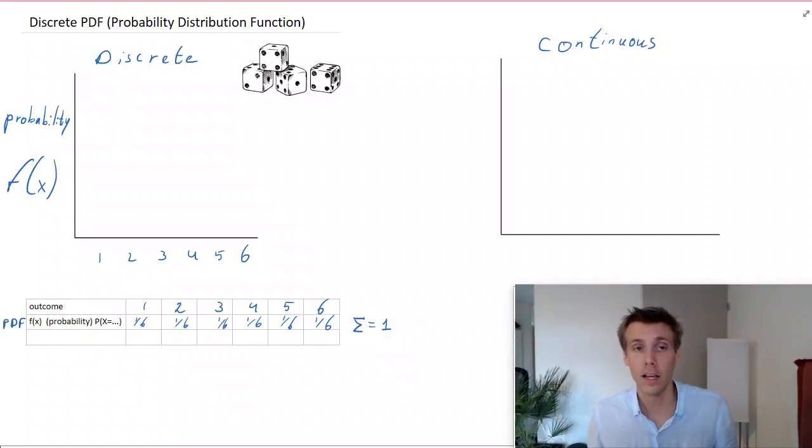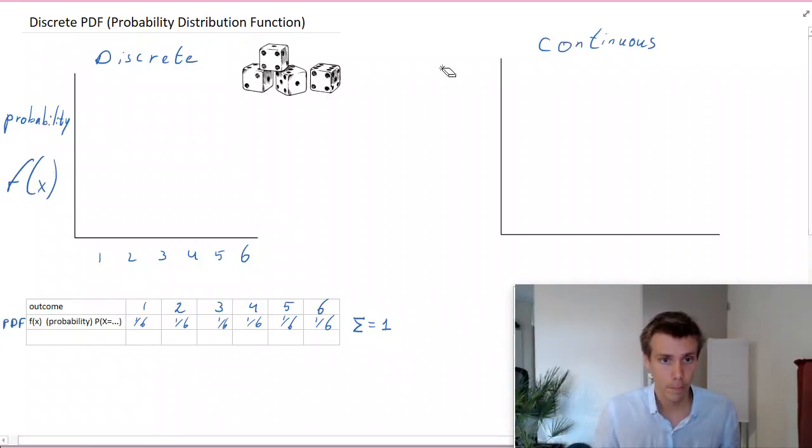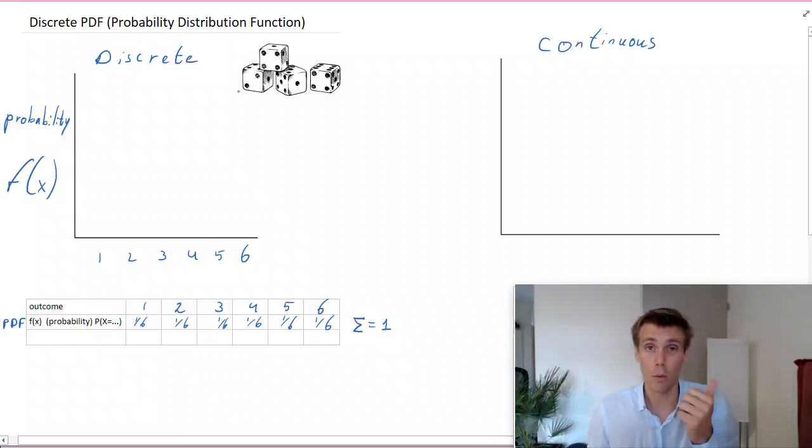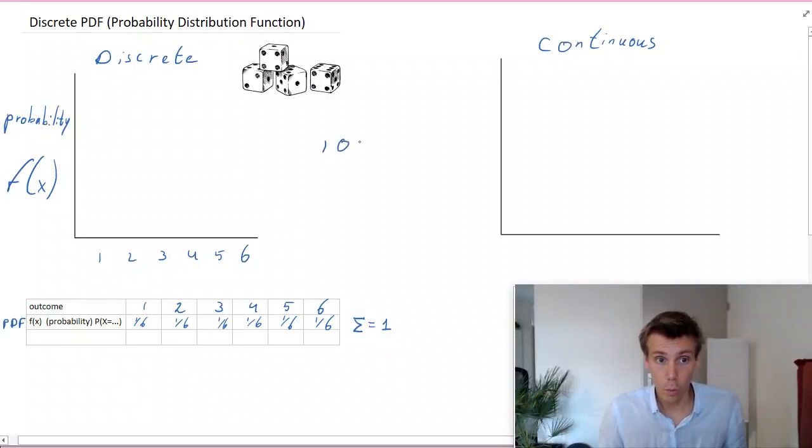And in this lecture I'm going to explain to you what is a discrete probability distribution function, denoted by PDF, probability distribution function. As an example, you have a dice, you throw a dice. If you throw a dice, you can throw a 1, a 2, a 3, a 4, a 5 and a 6. And if the dice is normal, the probabilities are the same. So in total you have the chance of 100%.